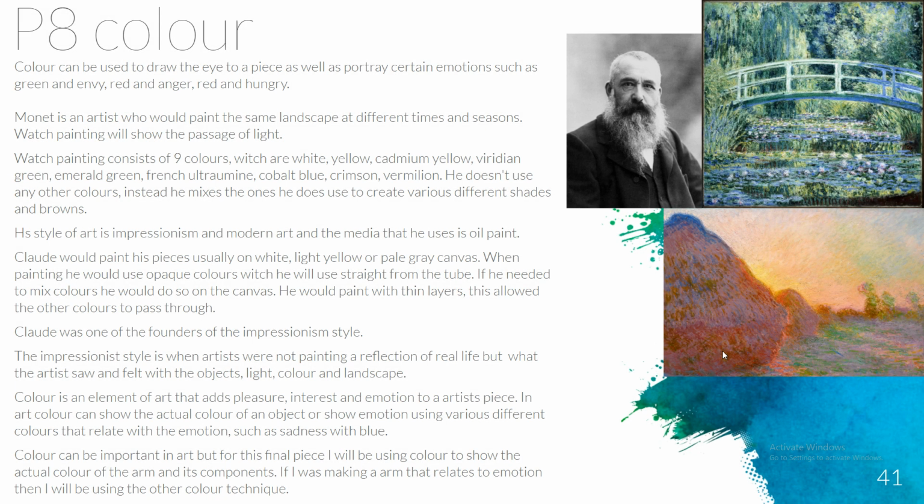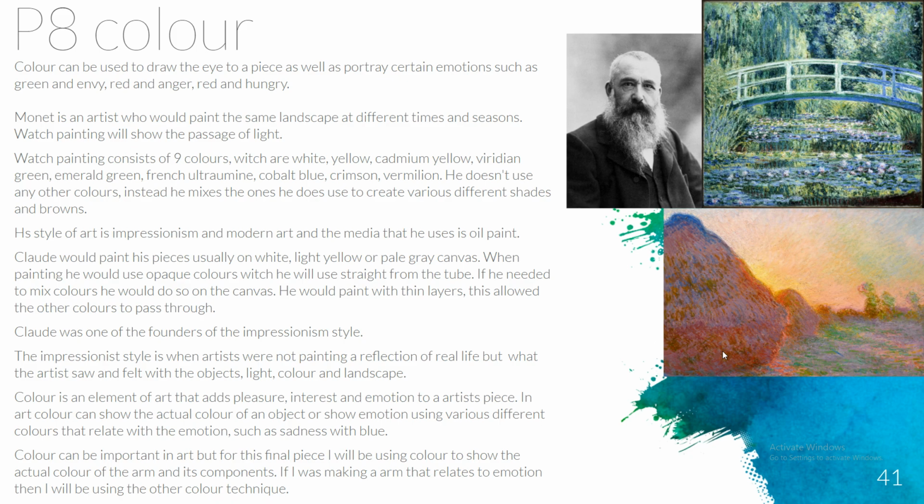Colour. Colour can be used to draw the eye to the piece, as well as portray certain emotions such as envy, anger, and hunger. Monet is an artist who would paint the same landscape at different times and seasons, which painted will show the passage of light and time.